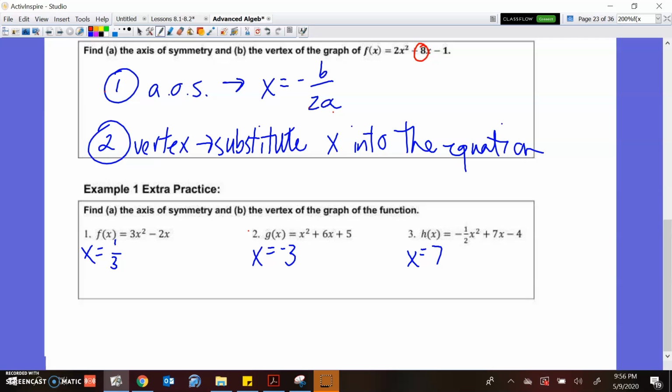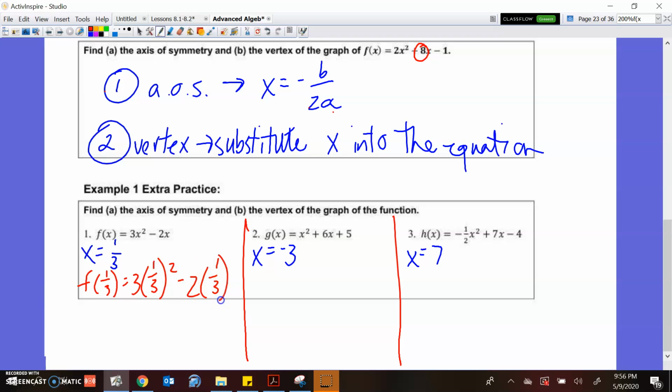Okay, so we've already done that for 1, 2, and 3, the axis of symmetry. So now I'm going to go ahead and put 1/3 in for x. I'm going to have f of 1/3 equals 3 times 1/3 squared minus 2 times 1/3. Now I know that fractions can sometimes get us a little bit concerned, but that's okay. Now remember, f of 1/3 stays that way.